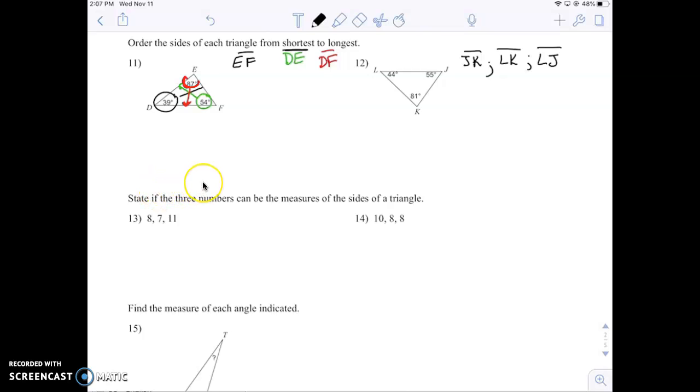Can the numbers be the measures of the sides of a triangle? Okay, so we take the 2 smaller numbers and we add them together. 15 is greater than 11. Yes. We take the 2 smaller numbers. 16 is greater than 10. Yes. As long as the 2 numbers are greater than the third, you can make a triangle.